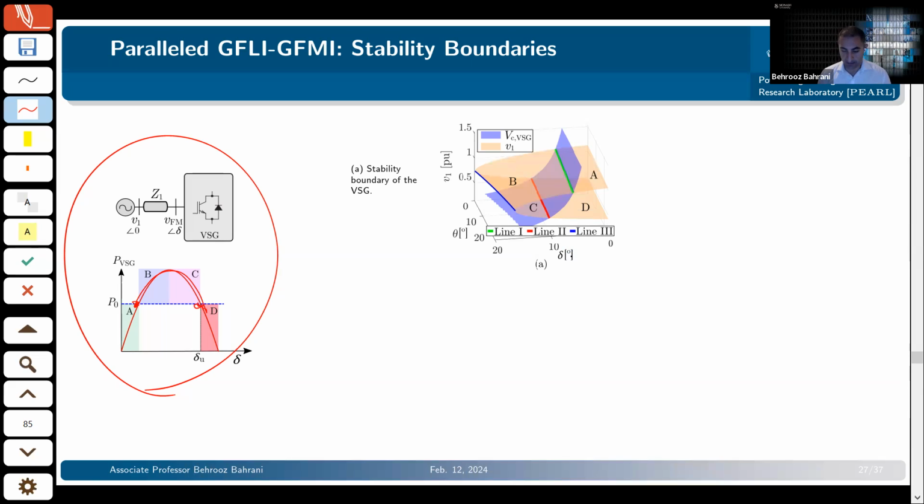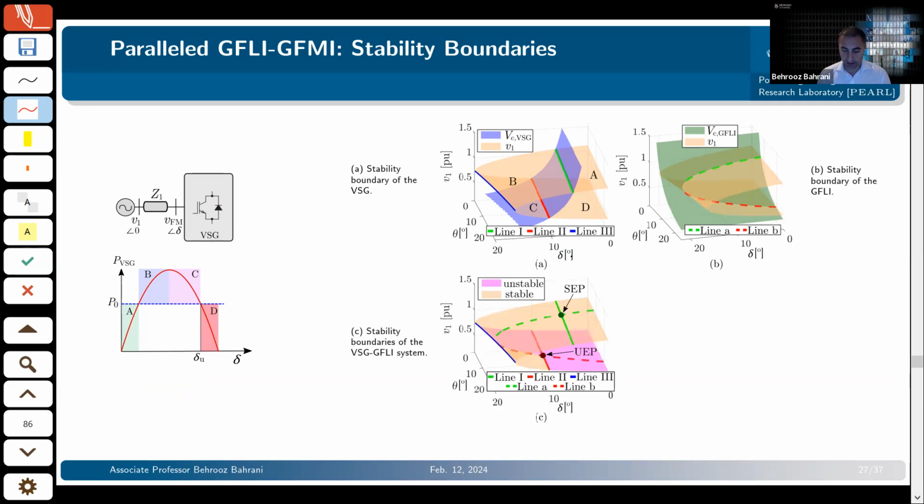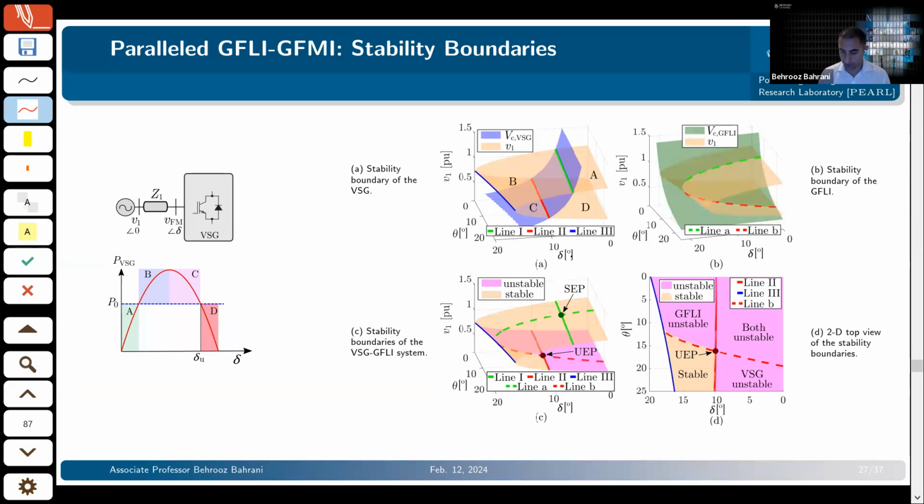Then we looked into, okay, what's going to happen if I want to apply a similar concept to the grid following inverter, where in this plane that I've got, the grid following inverter is unstable. And then obviously combining the two, you can find what is the boundary for transient stability of this grid forming and grid following inverter together. Now, if you look at the 2D version of that, that's probably easier to see. So this area here, my grid following inverter is unstable. This is the grid forming, which is unstable. And this is where both are unstable. And this is where the pair will remain stable.